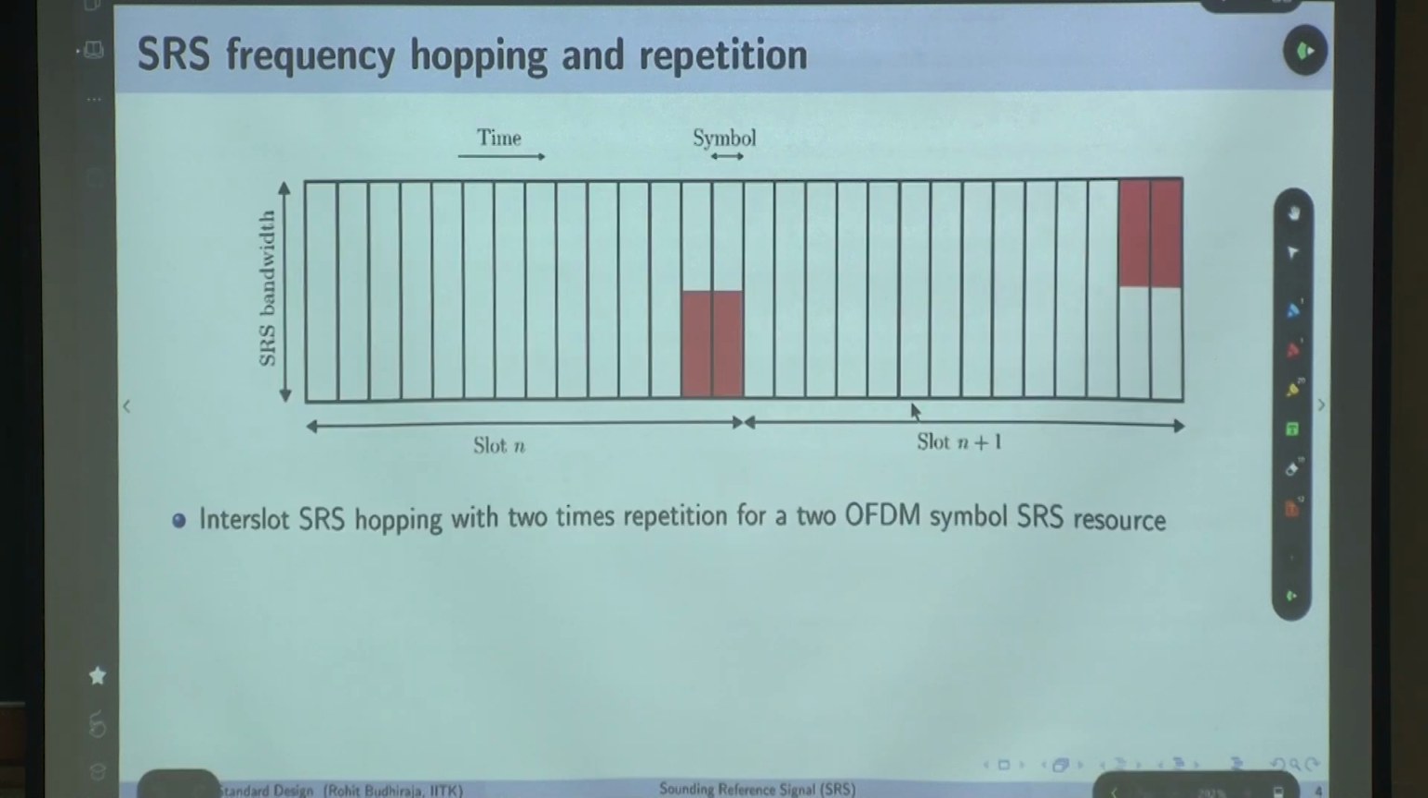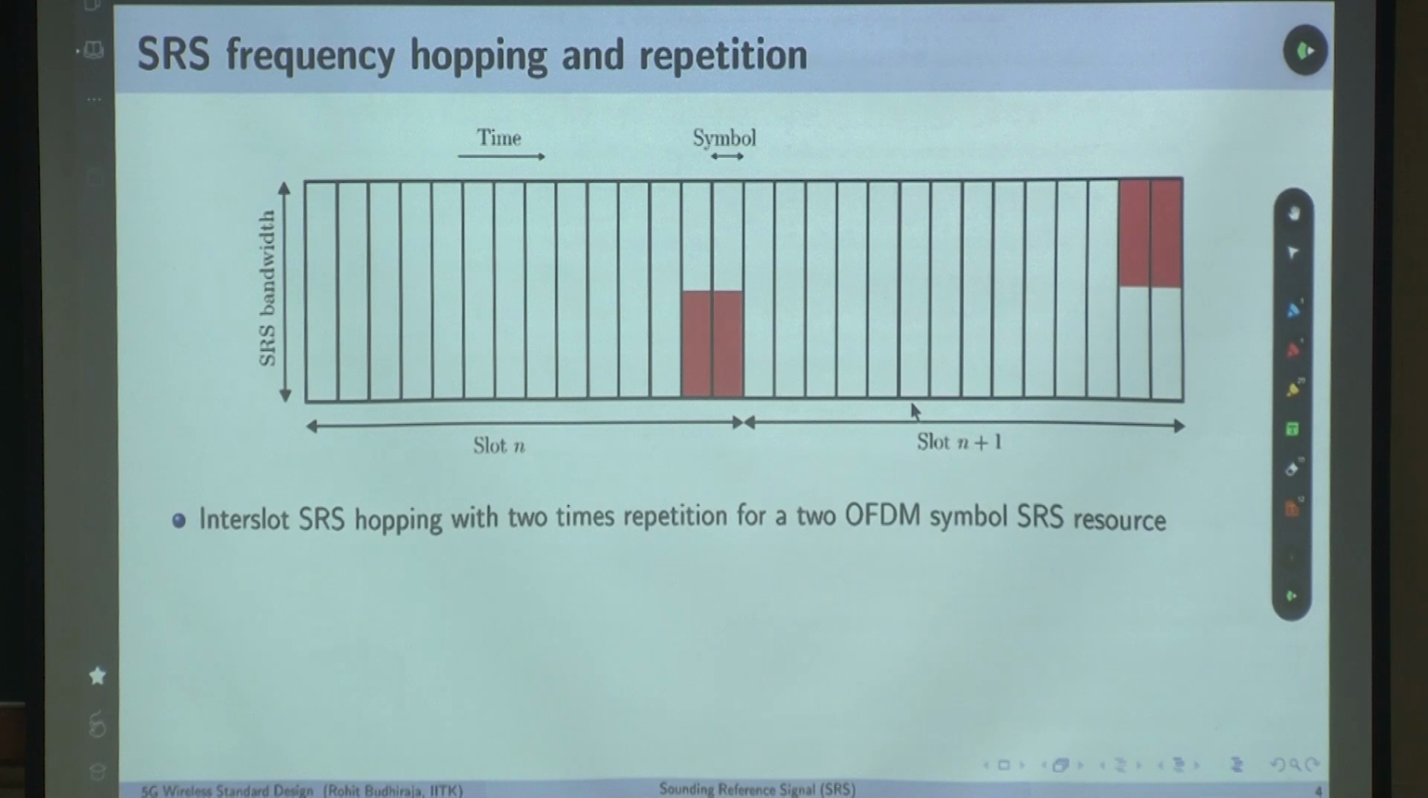It says the UE is not moving fast, the UE is stationary, so the channel across the slots remains more or less constant. So it sounds out only this part of the bandwidth in one slot and this part of the bandwidth in another slot, not in the same slot. But within that slot, it is allowing repetition. What am I writing? Inter-slot hopping with 2-time repetition for a 2 OFDM symbol SRS resource.